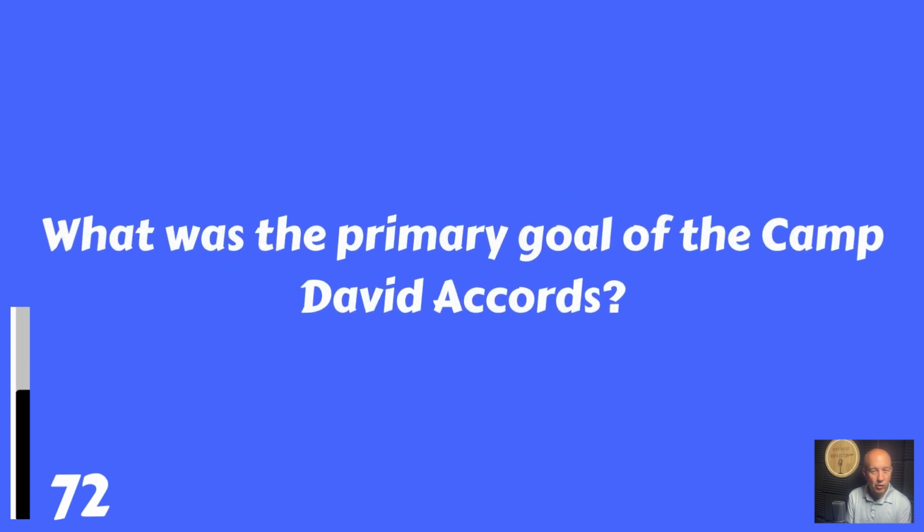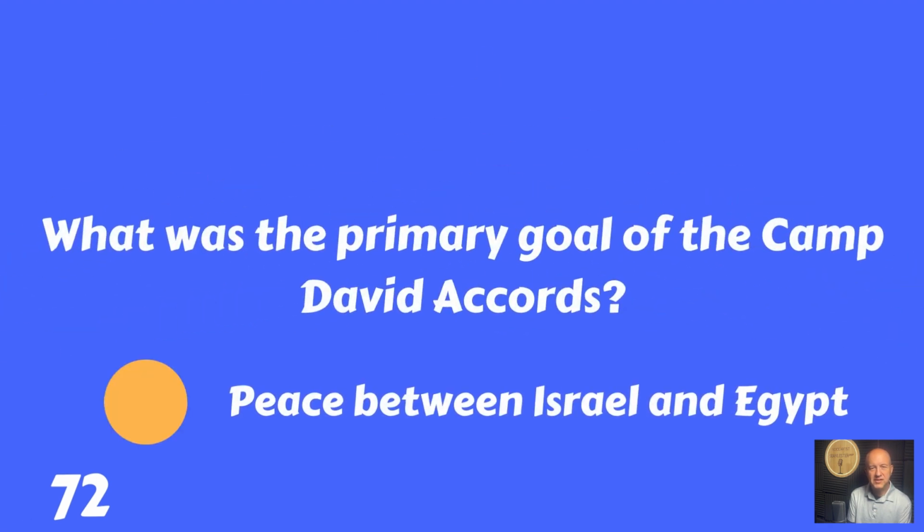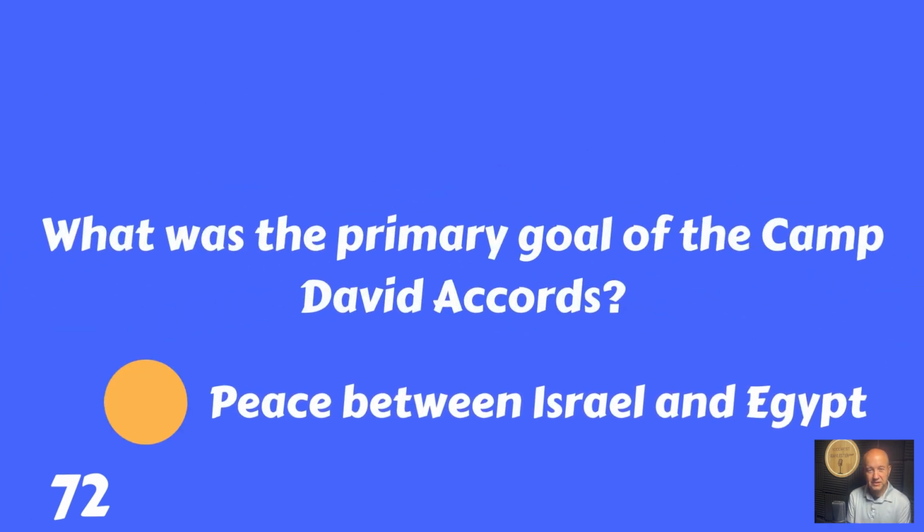What was the primary goal of the Camp David Accords? The primary goal of the Camp David Accords was to negotiate peace between Israel and Egypt.